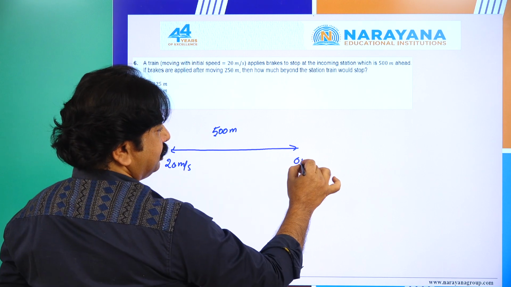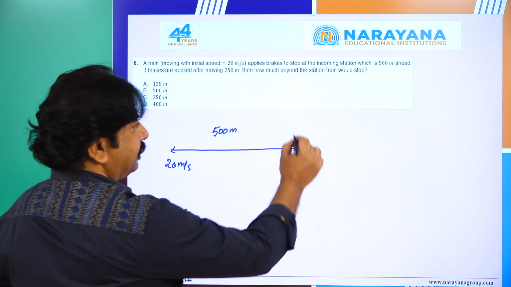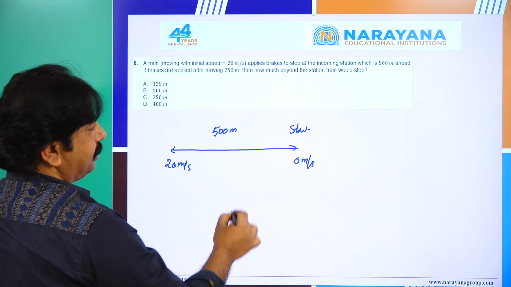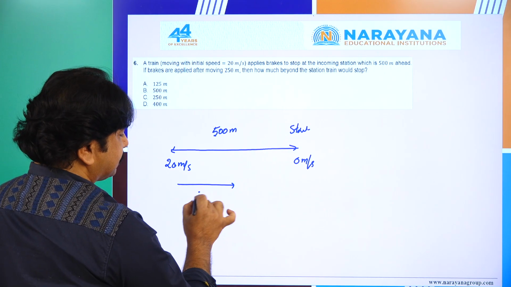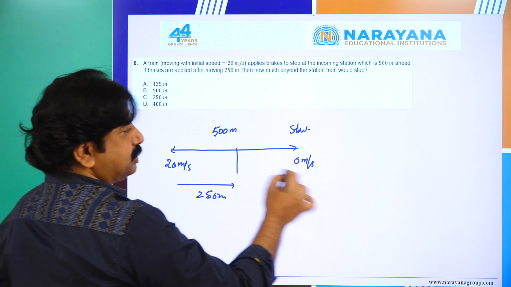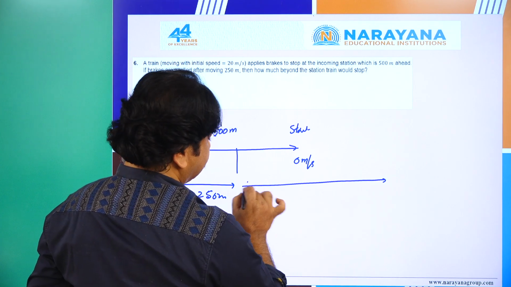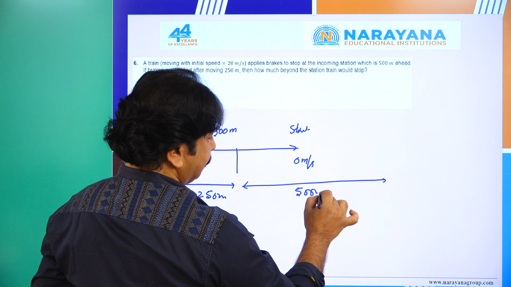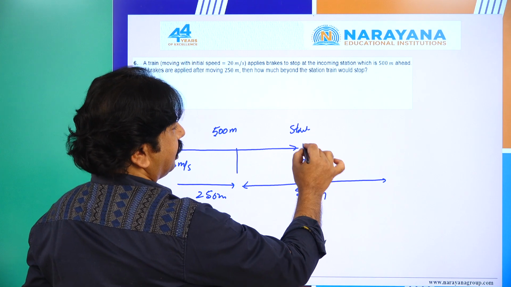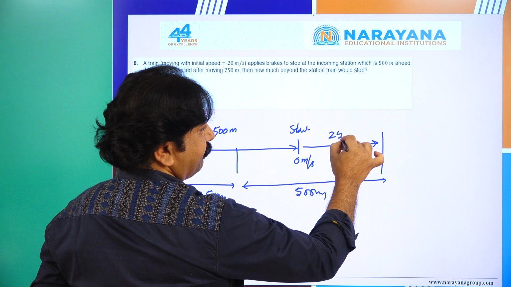This is 0 meters per second of traveling of this 500 meters. For example, this is the station. But the brakes are applied after 250 meters. Means it comes to rest after traveling through the distance 500 meters. Means here it comes to rest after which distance only? This is equal to 250 meters only.